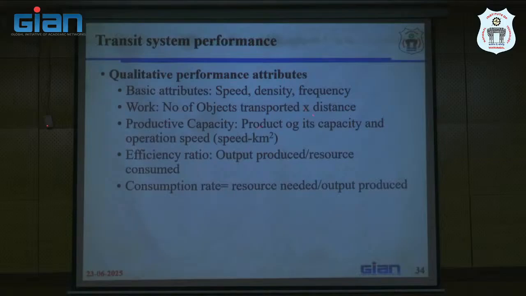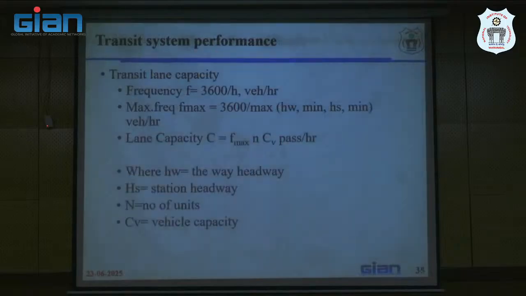And the qualitative performance attributes, like the basic attributes such as speed, density, frequency, the number of objects transported and the distance, and the productive capacity with respect to the capacity and the operation speeds, and the efficiency ratio, that is the output produced and the resource consumed, and the consumption rate, that is the resource needed and the output produced. So these are the different types of qualitative performance attributes in terms of the capacity to be taken.